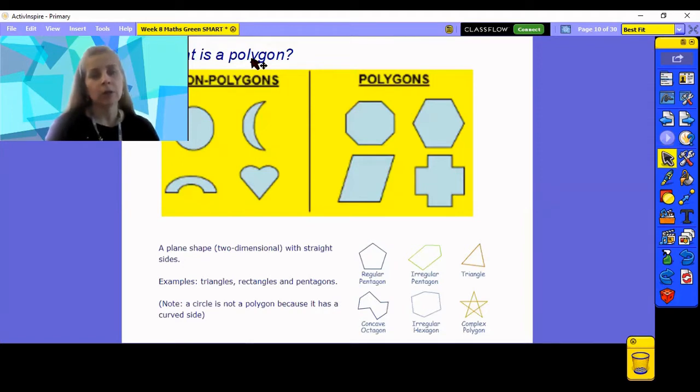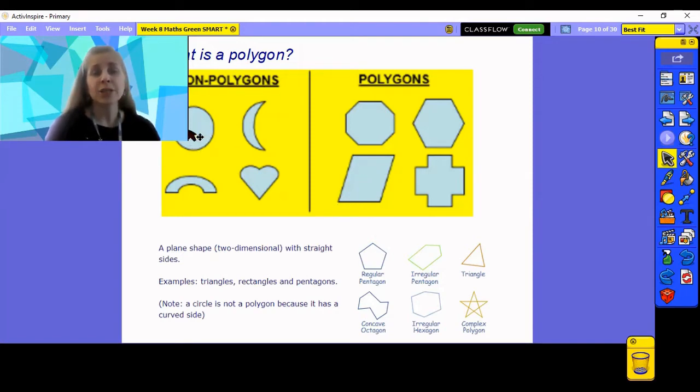So a polygon, the word poly means many, so it's a many-sided shape, and these are straight sides. So when we're talking about polygons, we're talking about 2-dimensional plane shapes that have straight sides. So you get examples of these: triangles, rectangles, pentagons. They can be regular or irregular. The important feature of polygons is that they have straight sides to them.